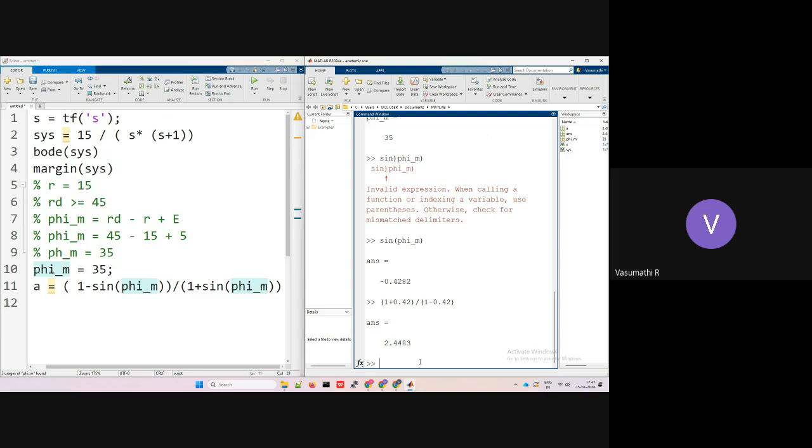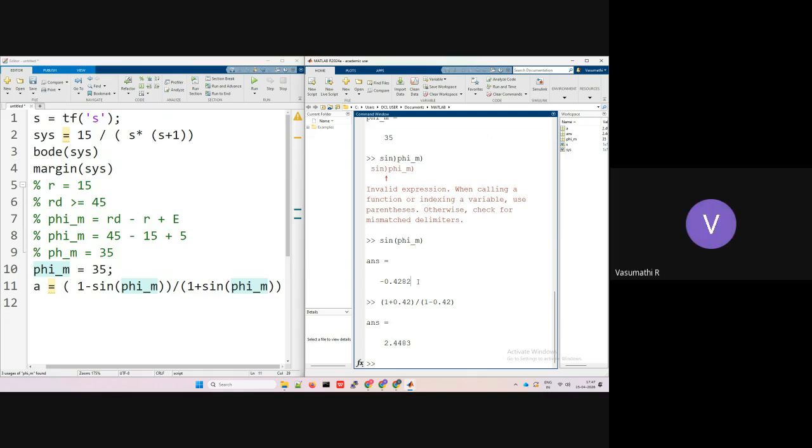It should be in between 0 to 1. No? Ma'am, 1 minus 0.42 by 1 plus 0.4. No, the phi m itself is minus. No, that's why. Okay, okay. Yes, yes, yes.